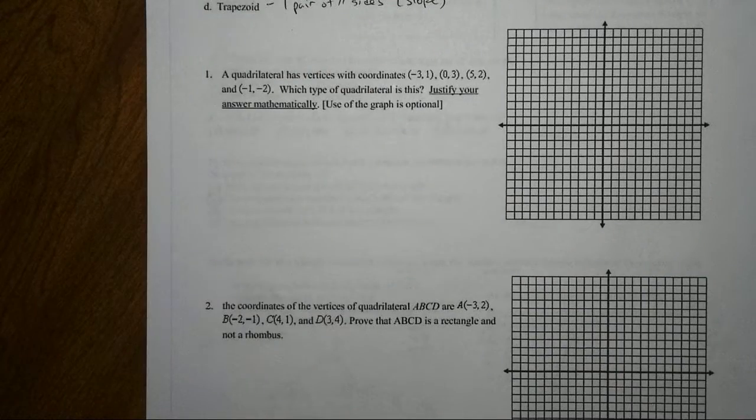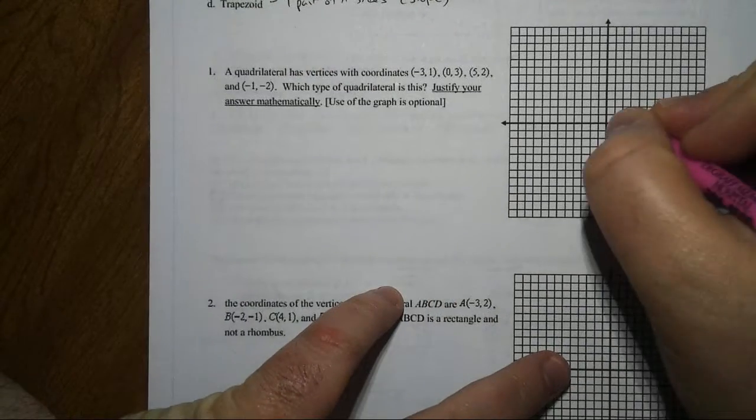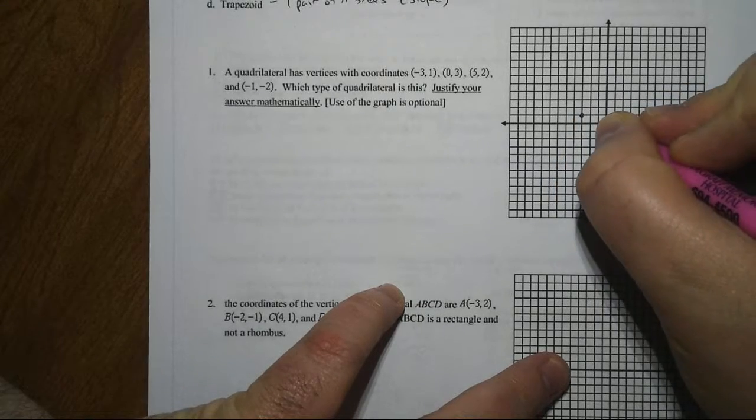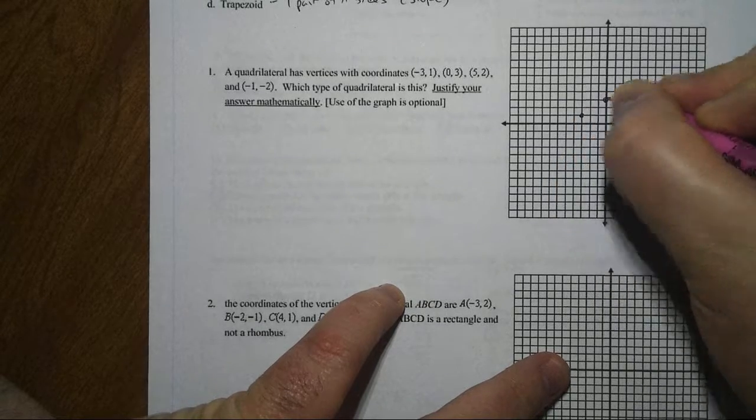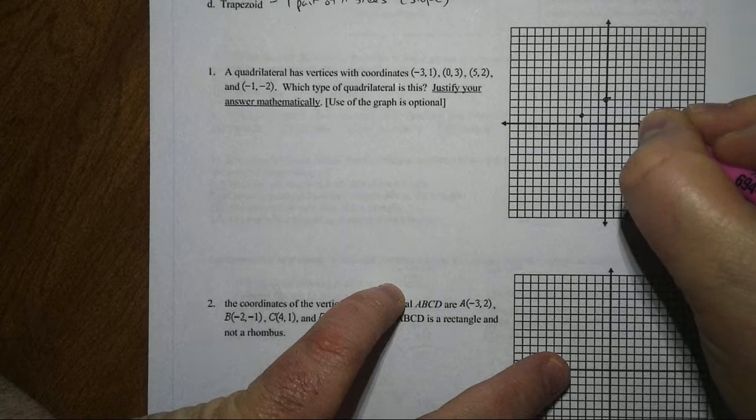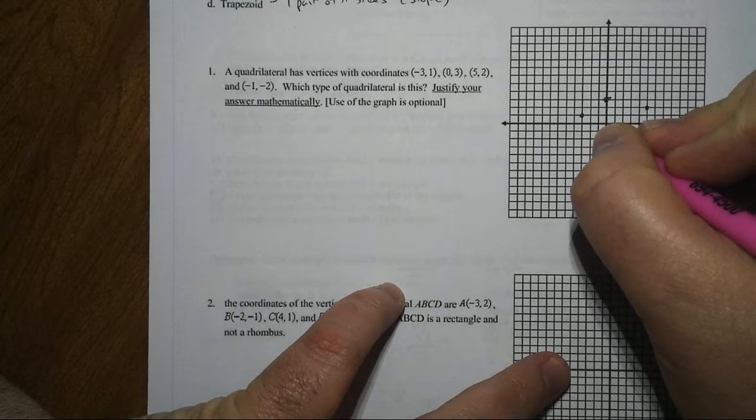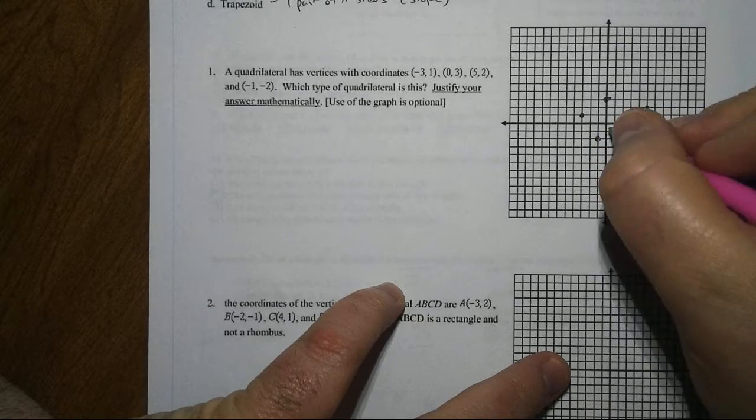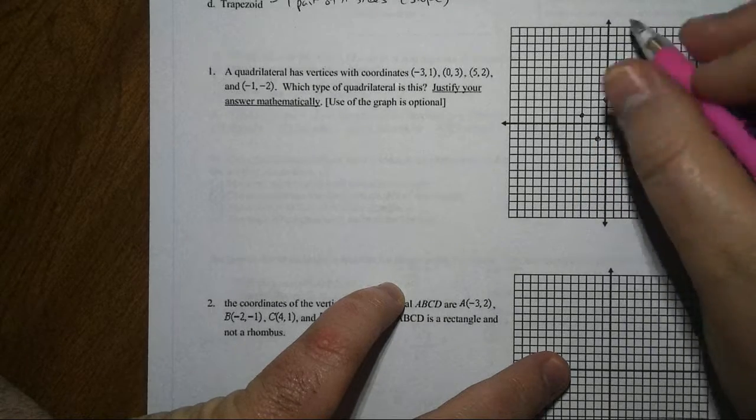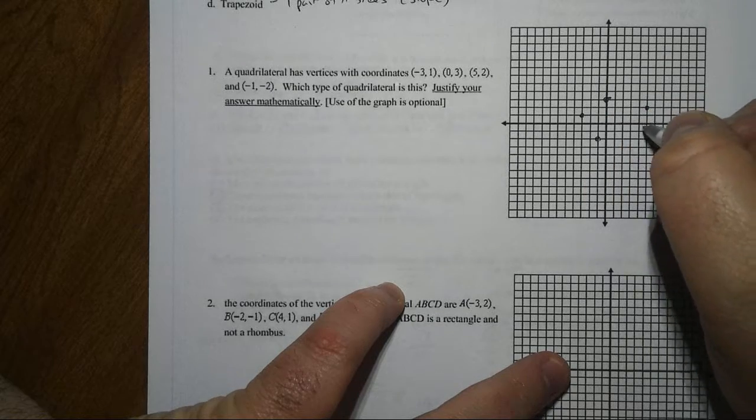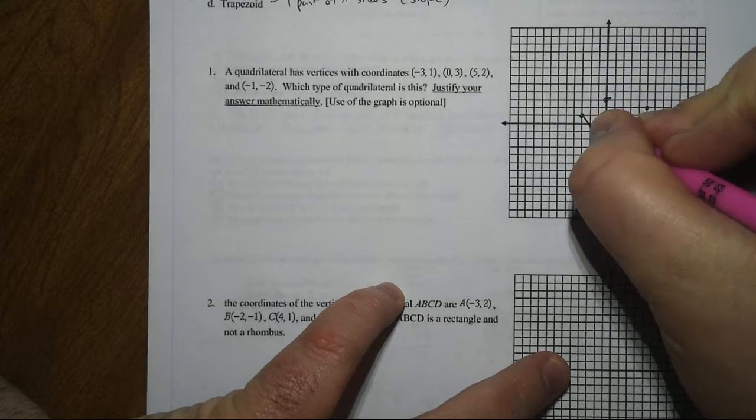Okay, so let's go down below to the quadrilateral. Now we want to justify our answer, so I don't even know what this is yet. So let's graph it. -3, left 3, up 1. 0, 3, don't move at all left and right, go up 3. 5, 2, 1, 2, 3, 4, 5, 1, 2. And then I got -1, -2. So this looks like, let's double check it: -3, 1; 0, 3; 5, 2; -1, -2. This looks like a trapezoid right now.